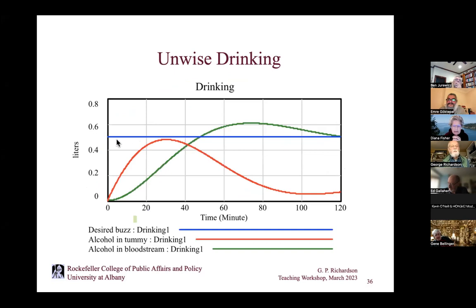In another view, here's this quote unquote desired buzz. I didn't know what to call that. And here's alcohol in the tummy, which disappears as you digest things. And here's alcohol in the bloodstream. And note that that's where you're alcohol impaired. You're more than buzzed. Not good.